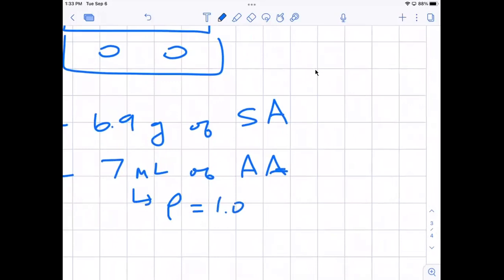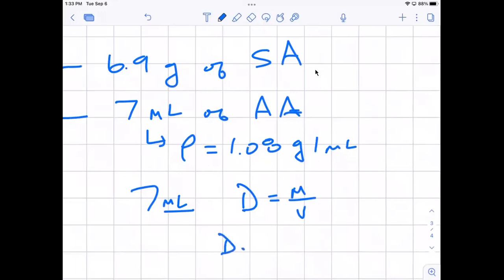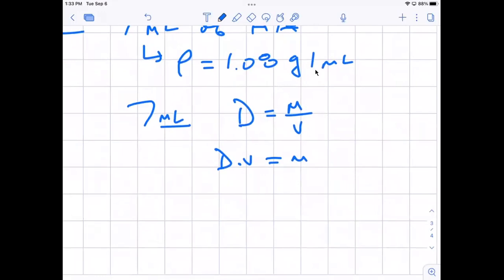(1.08 grams per cubic centimeter). So 1.08 grams per milliliter. All right, so let's go ahead and convert that into grams. So 7 mils. I want to get rid of milliliters, so I want milliliters in the bottom. We know that density is mass over volume, so density times volume will be mass. So it's a simple multiplication.